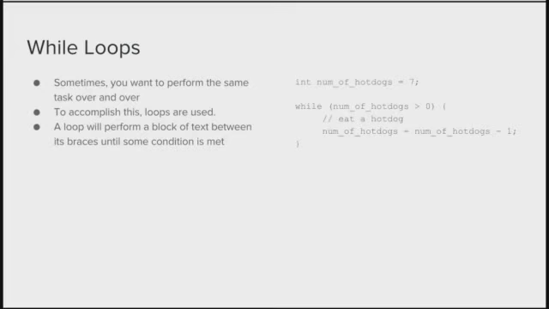So now we have while the number of hot dogs is greater than 0. So that's basically what that says. Every time we go into this while loop, the first thing we do is check our number of hot dogs, which is 7. 7 is greater than 0. That's what that greater than bracket means. Which means we're going to go in and do that body once.